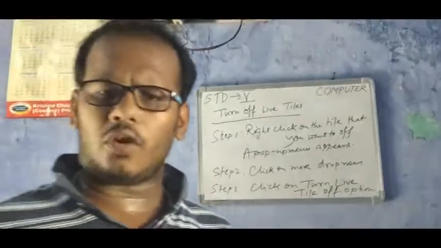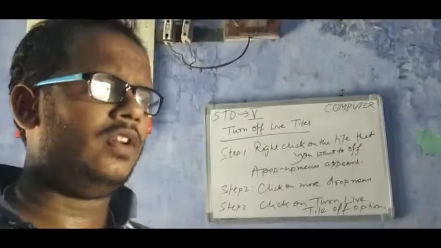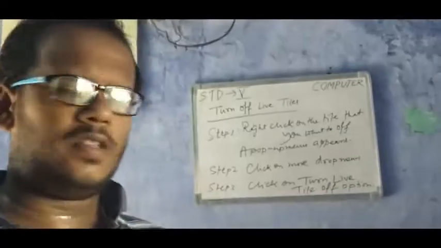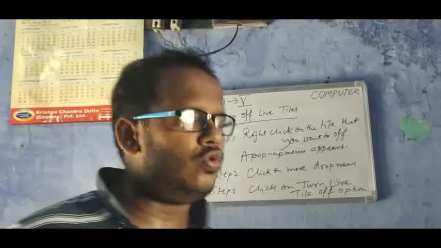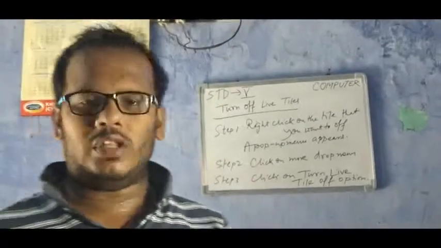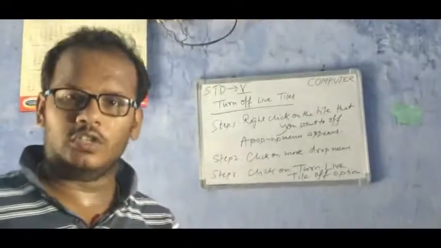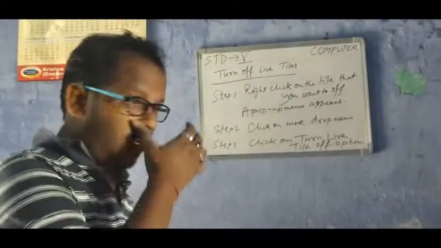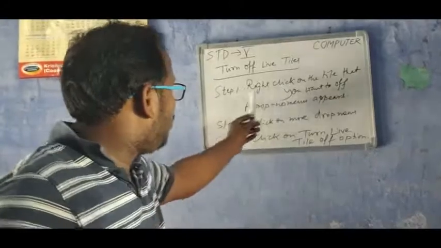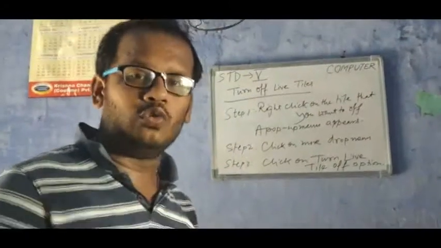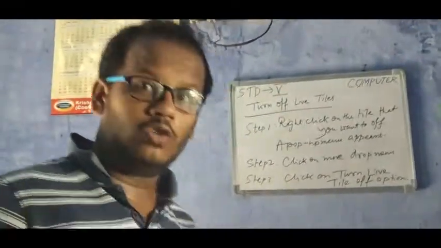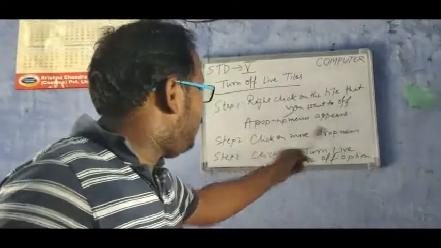Suppose in these live tiles you don't want one specific live tile, like the weather forecast. What is to be done to remove or turn that off? Step 1, right click on the tile that you want to turn off. Suppose you don't want this weather forecasting tile, you just right click on it. A pop-up menu will appear.